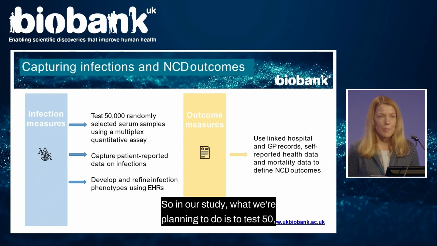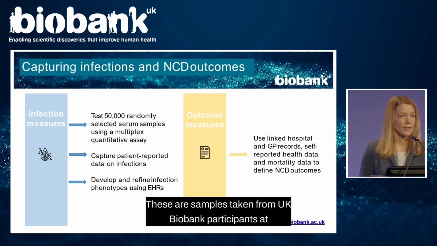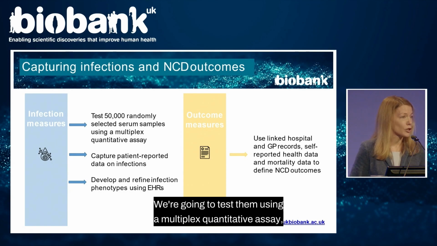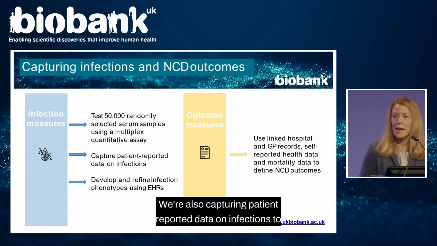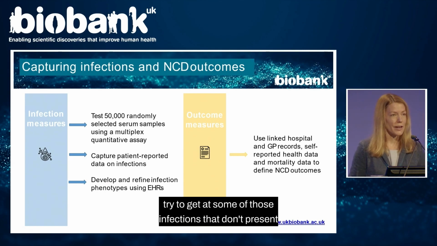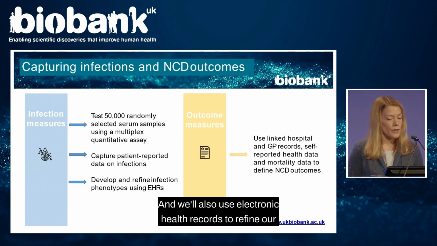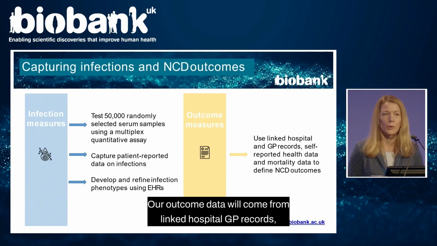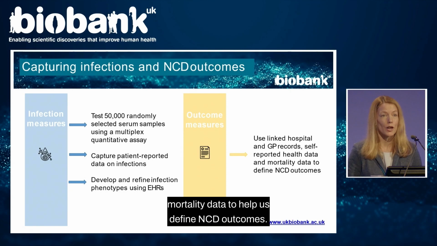So in our study, what we're planning to do is to test 50,000 randomly selected serum samples. These are samples taken from UK Biobank participants at baseline. We're going to test them using a multiplex quantitative assay, which I'll talk a bit more about in a moment. We're also capturing patient-reported data on infections to try to get at some of those infections that don't present to medical care. And we'll also use electronic health records to refine our infection phenotypes. Our outcome data will come from linked hospital and GP records, various streams of self-reported health data and mortality data to help us define NCD outcomes.